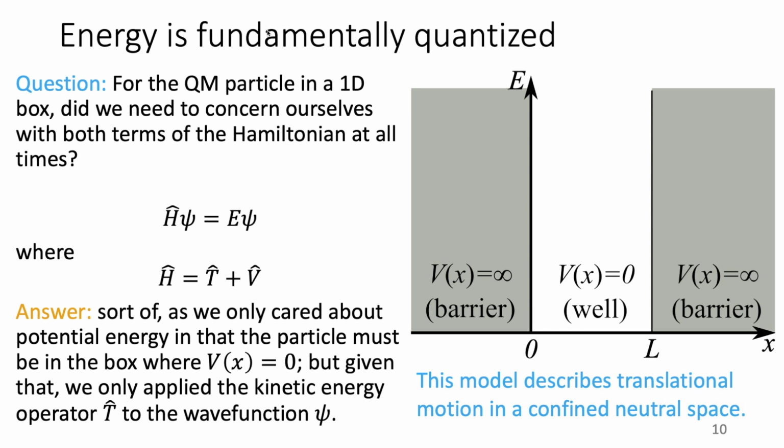And so the reason I'm bringing up the 1D particle in a box in a video describing the quantum rigid rotor is because I want to remind everyone that this model describes translational motion in a confined neutral space, right? Inside of the box, there's no field or something like that pushing or pulling it anywhere. It's just confined to a space and that's it. And the particle is only translating, so translational motion.